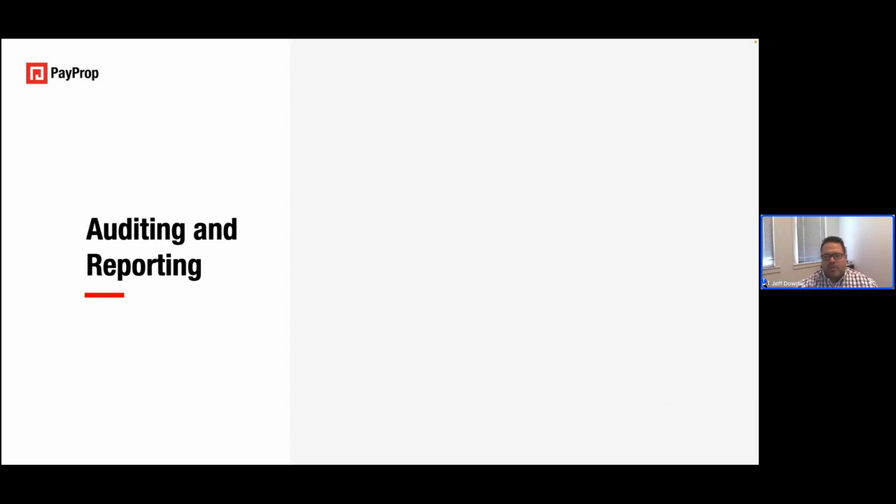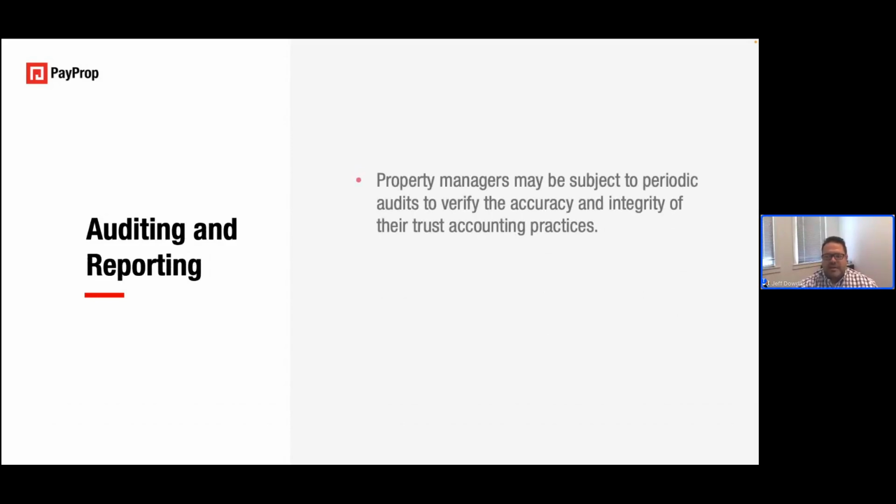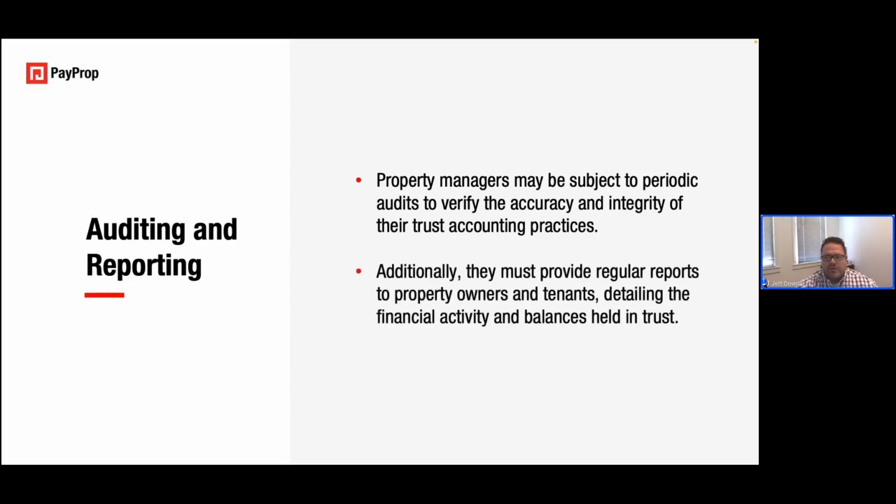The auditing and reporting function. Most of the states have the ability and will, on occasion, perform an audit of property managers' books to ensure compliance with local laws. They should be, and in most cases have, detailed reports of the accounts to the tenants and property owners as well. So you need to make sure that not only do you have your books in order so that an auditor can come in and line that up and say, yep, everything looks good.